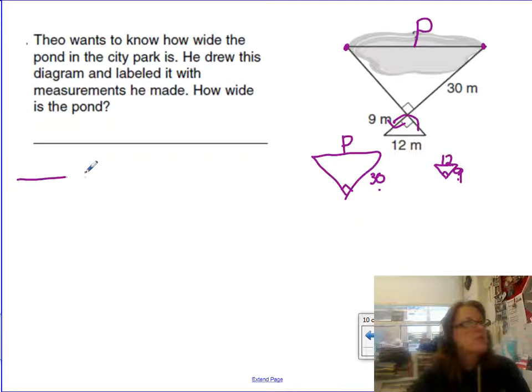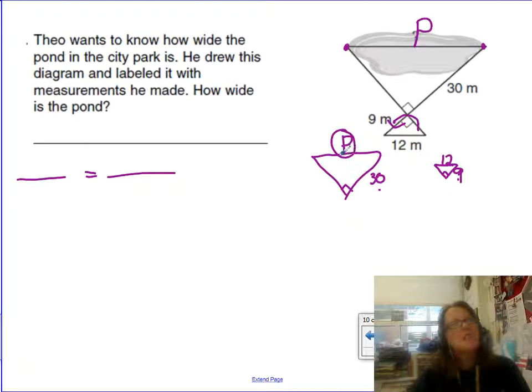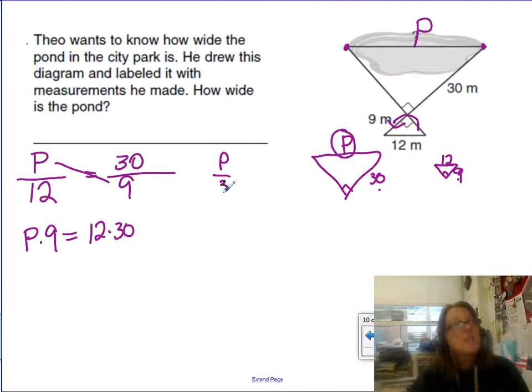Now I can go to town because I'm not encumbered by my own inability to turn things in my head. So let's see. Should we do it this way this time? The pond matches up with 12. So the pond is to the 12 as 30 is to 9. We can do it that way this time. P times the 9 equals 12 times 30. Or if you'd rather say P over 30 equals 12 over 9.